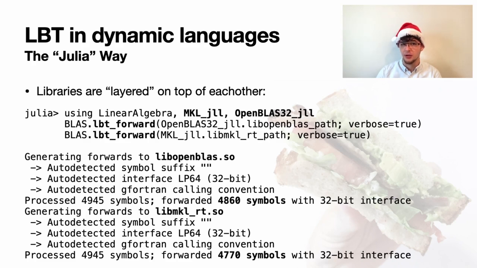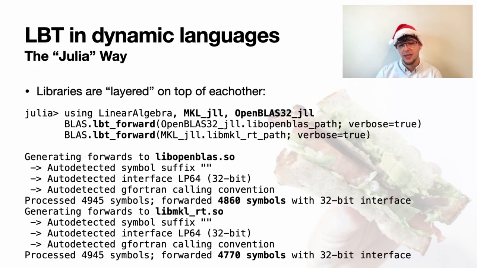Now, an important note here is that MKL actually defaults to a 32-bit index interface by default. So you will see that when we're loading these, libopenblas gets auto-detected as interface LP64, which is 32-bit, and then MKL does the same. We would have to actually configure MKL before calling lbt_forward in order to get 64-bit there, and that's what the MKL package does. But when we're loading just MKL_jll, everything's defaults, and so we only have 32 bits.